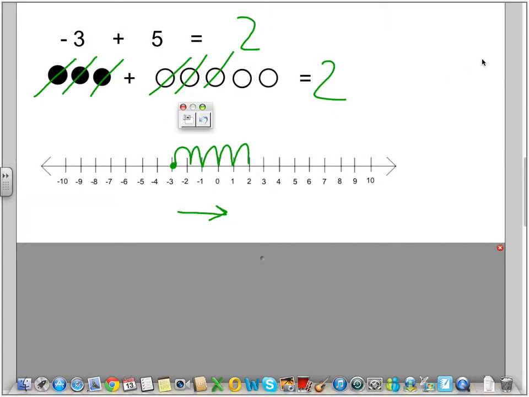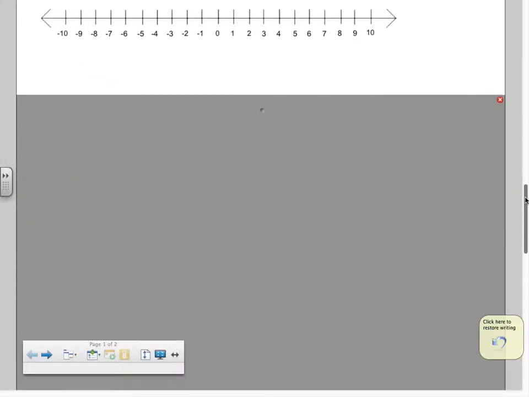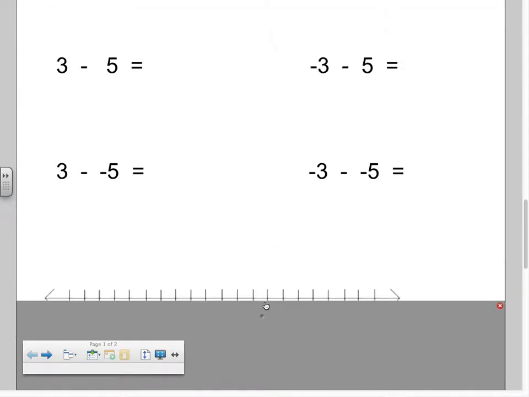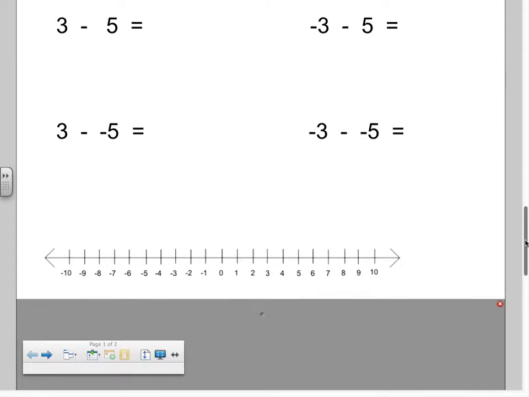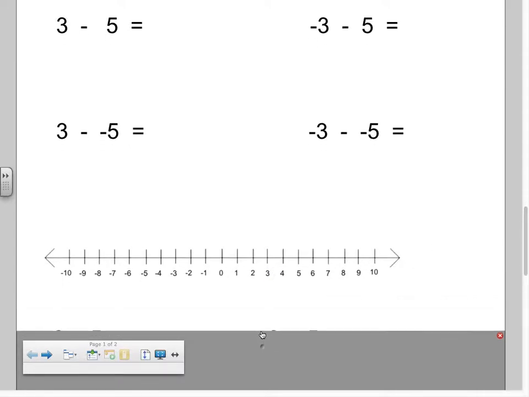So that is adding integers for examples. So now we get into something that's a little bit more difficult, which is subtracting. So I'm not going to use the particle method or the counter method. In this one, I'm specifically going to focus in on the number line method because I think that's going to make the most sense to most people.